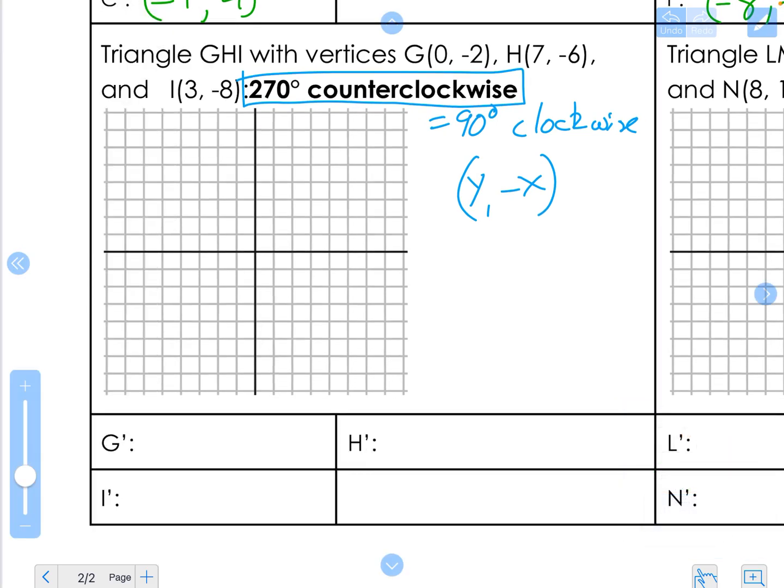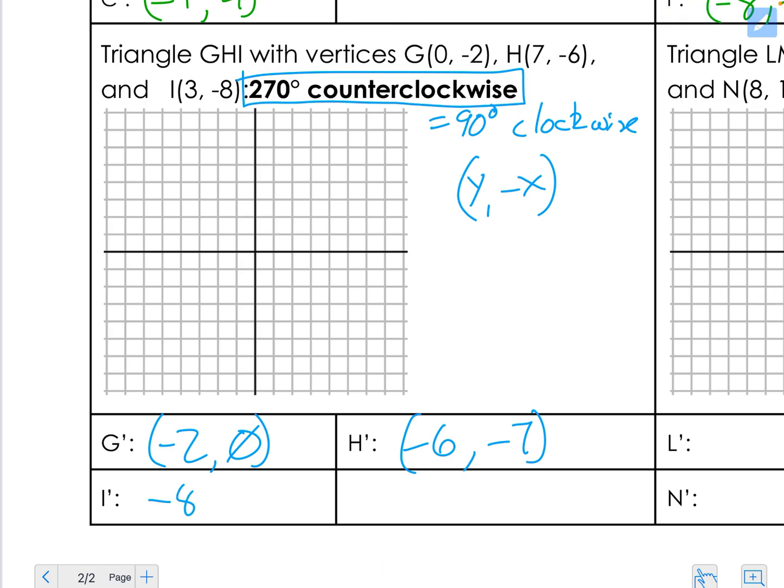So I'm going to go ahead and write the vertices of my prime figure first. So I need to flip the x and the y. So the y is going to go first. I need to add a negative to the x, but since on G my x is 0, it just stays 0. So -6, comma, -7 for H, and then -8, comma, -3 for I.